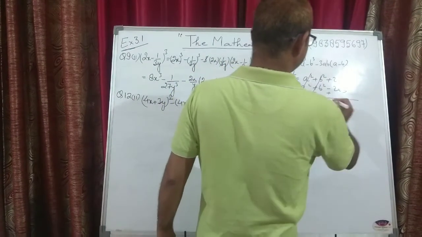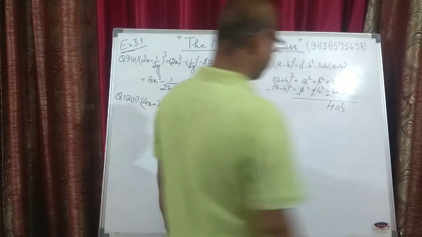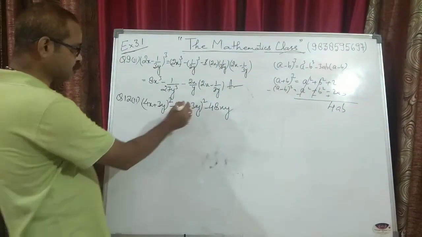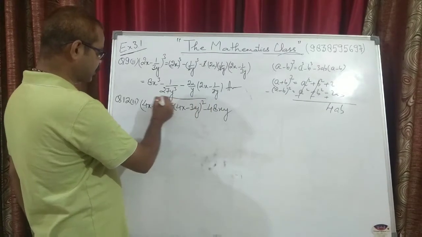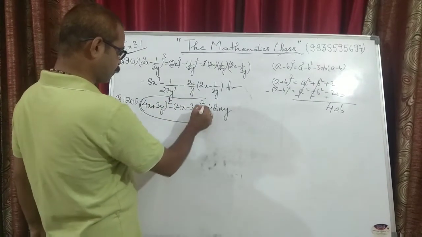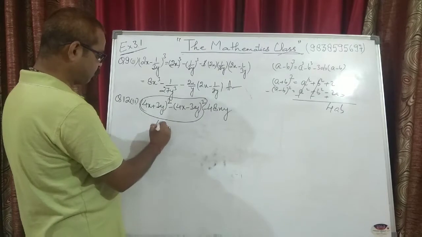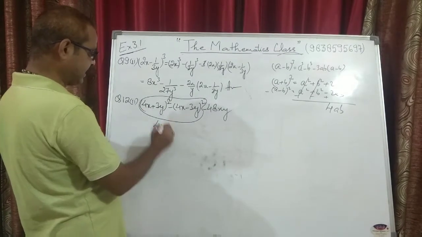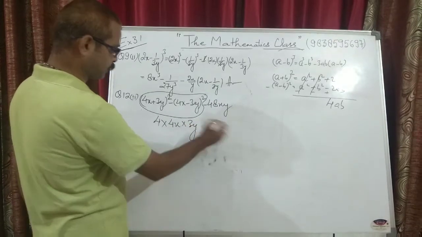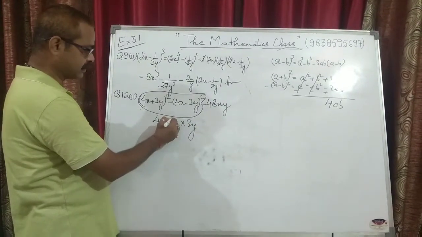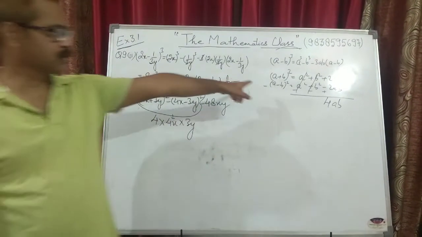So the final value will be 4ab. It means the total value of this expression comes out as 4ab, where a is 4x and b is 3y. You can simply write this because you know how it came.